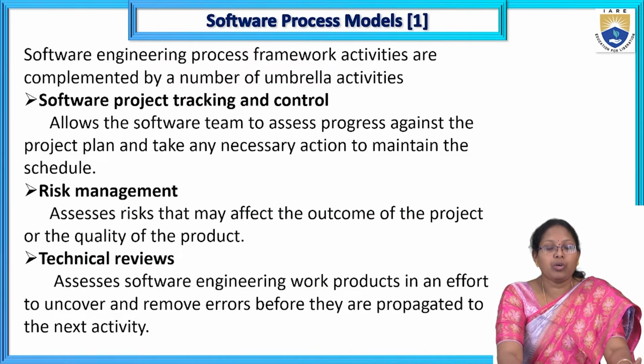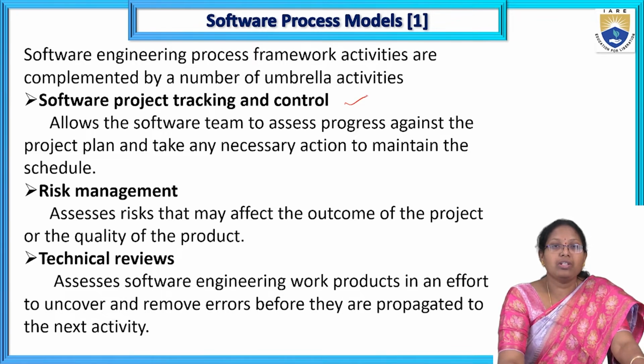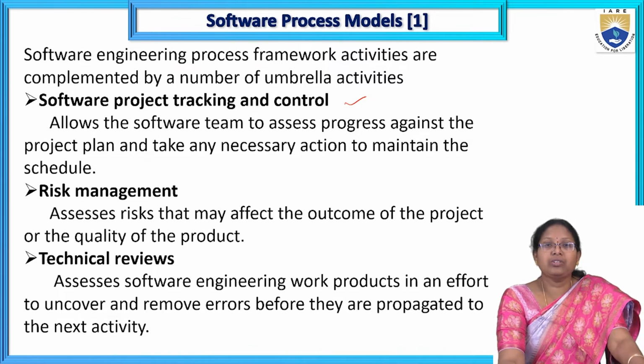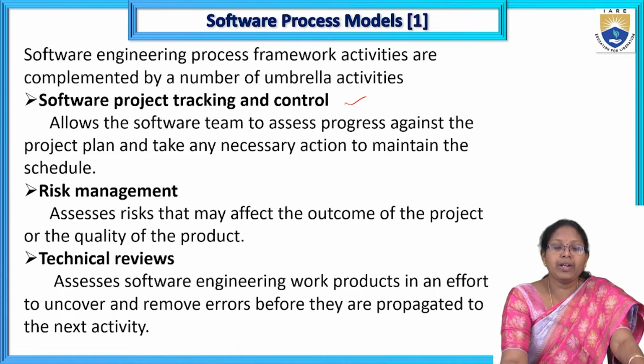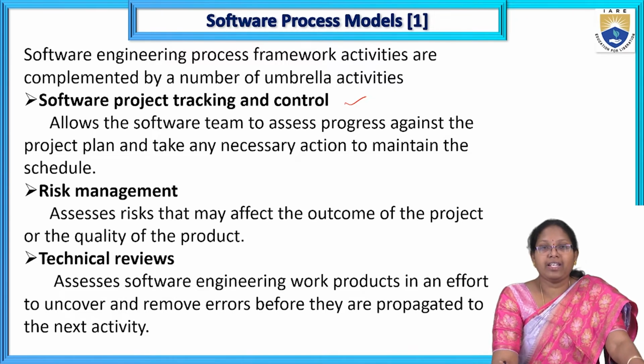In the software process, almost all the umbrella activities are software project management activities. Those are software project tracking and control, which is also an activity. It allows the software team to assess progress against the project plan and take any necessary actions to maintain the schedule. As per the schedule, whether the product development is going on or not, those things are there in project tracking and control.